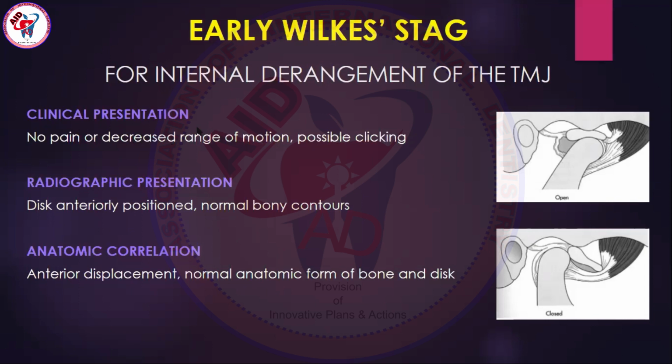Radiographically, the disc is anteriorly positioned with normal bony contour. You will see that there is a slight anterior position of the disc. Routinely it is like this, but in the first stage you will see that it is slightly anterior. Anterior displacement, with normal anatomical form of the bone and the disc. This is normal, there is no change. This is a ligament and like this. This is the early stage.